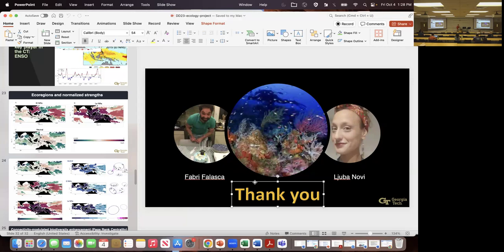So it's the largest mode of variability that we have, and it's really a pendulum, and it's just moving water masses that are very warm, over 28 degrees across the tropical Pacific.